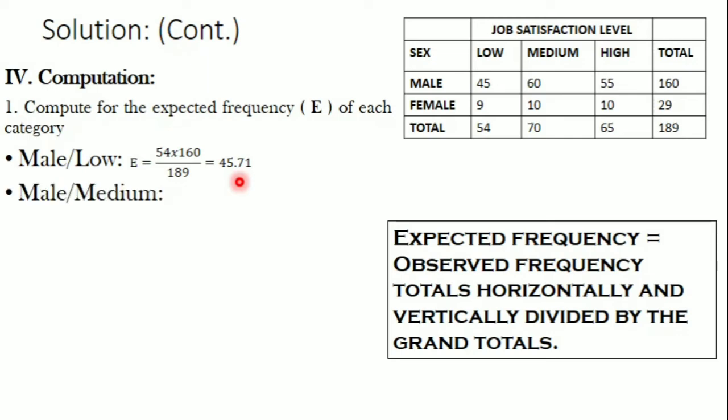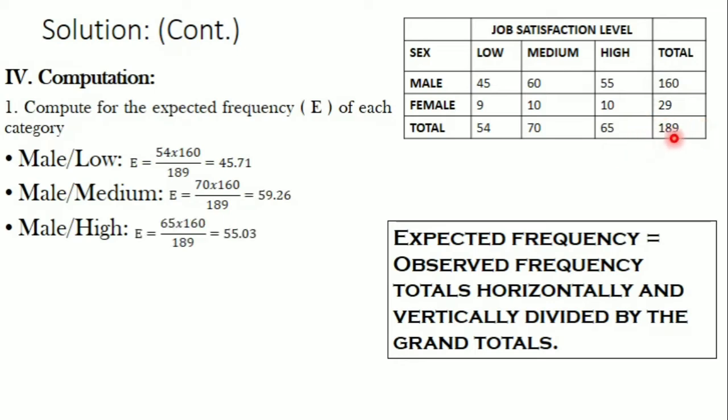Next is male over medium. Same procedure. The total for male is 160 multiplied by 70 over 189, so a total of 59.26. The next is male over high. The total for male is 160 multiplied by high, which is 65, over 189. So a total of 55.03. And then next is female over low. Female total is 29 multiplied by low, which is 54, over 189. So a total of 8.29.